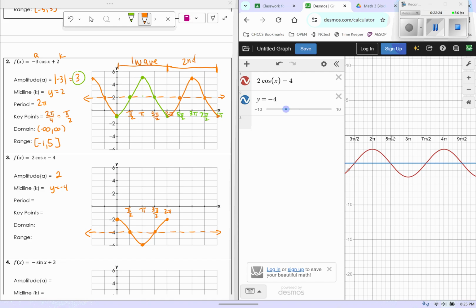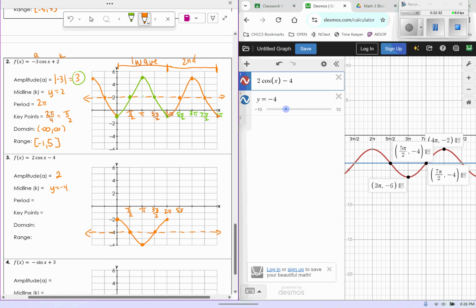And then notice the next one's going to be at 5 pi over 2, 3 pi, 7 pi over 2, and 4 pi. So 5 pi over 2, and yes, I do want you to label these. 3 pi, 7 pi over 2, and 4 pi. So we have 0, -1, 0, 1. You're just plotting those points. So that's your second cycle.